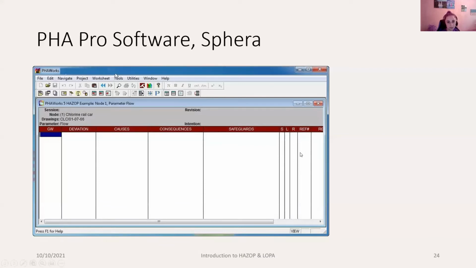Okay, that's regarding the HAZOP itself. Do you have any questions at the moment? I can see one before we go to the LOPA.